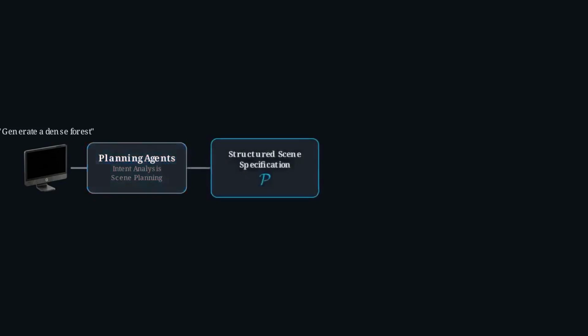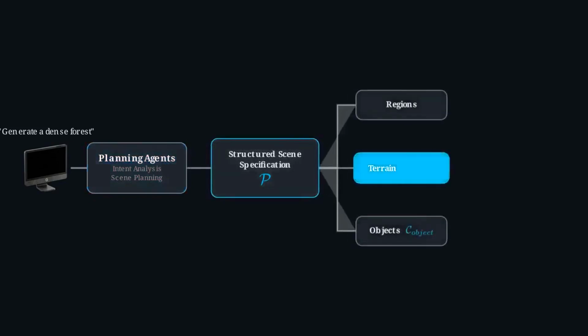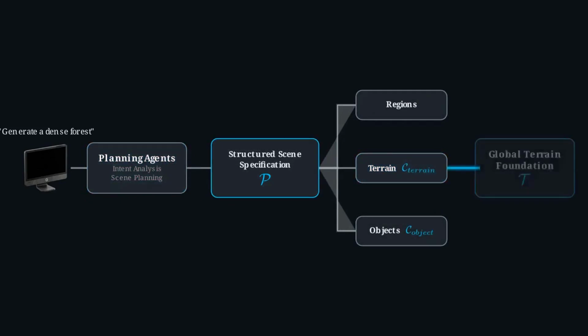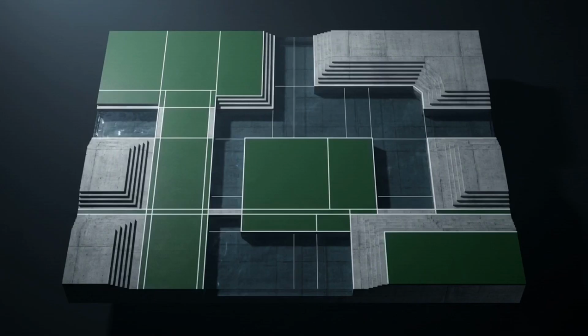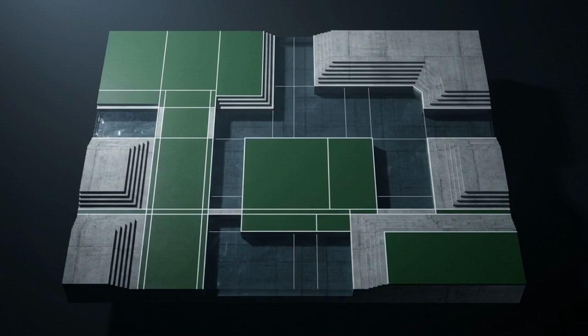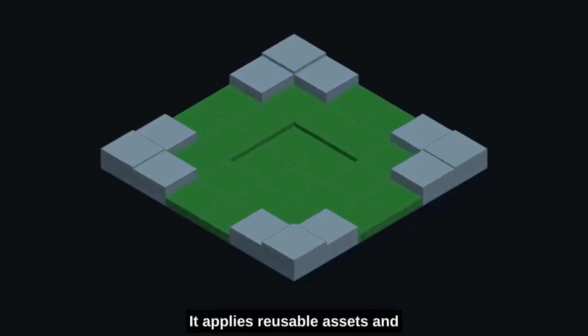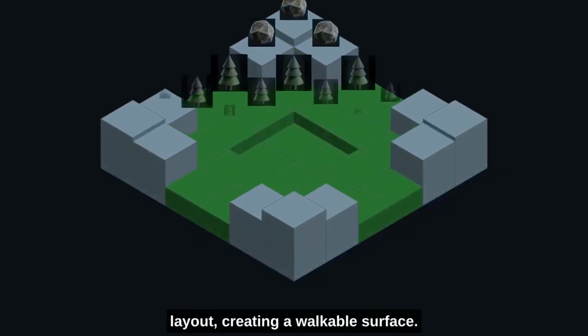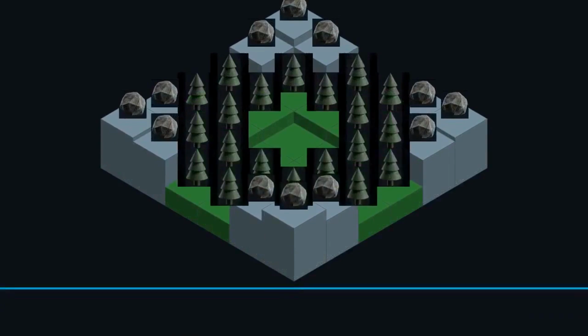Phase 1 starts with planning agents. They translate the prompt into a structured scene specification, branching into regional zoning, terrain requirements, and object categories. Phase 2 takes that data and builds the global terrain foundation. The system generates semantic layouts, essentially 2D color-coded maps, dictating the exact physical boundaries of the environment. It applies reusable assets and procedural materials to that base layout, creating a walkable surface.